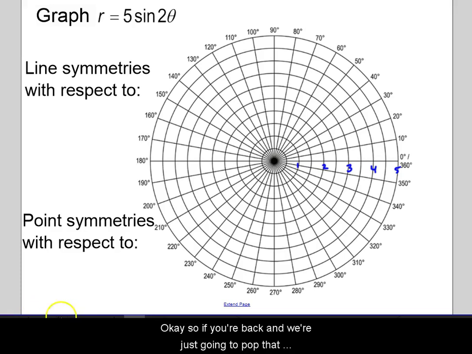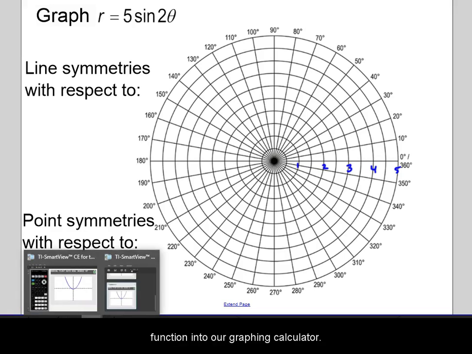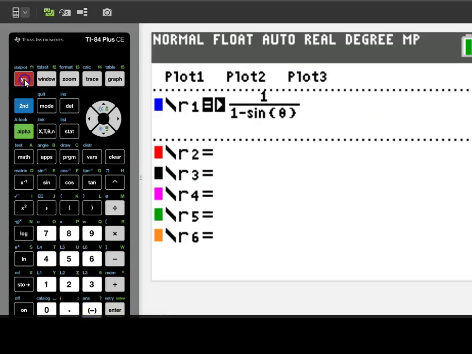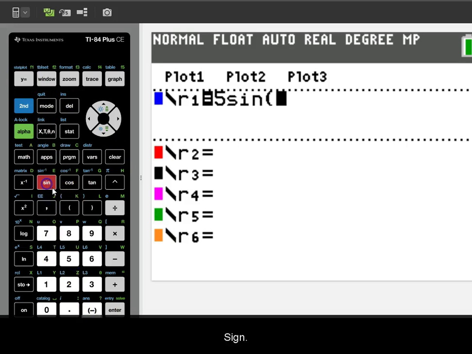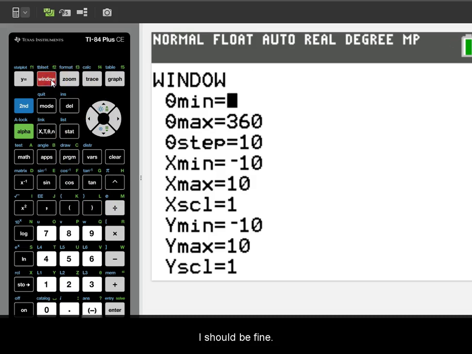Okay, so hopefully you're back, and we're just going to pop that function into our graphing calculator. We'll go in here, clear out whatever's there, and we're going to do 5 times the sine of 2 theta. Okay, we're going to set up our window. That should be fine. Maybe even could bring it in a little bit, but that's fine.